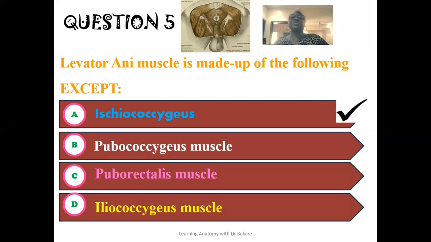And the incorrect option here is the ischiococcygeus muscle. The ischiococcygeus muscle is also referred to as the coccygeus muscle. This muscle is not seen to contribute to the structural component of the levator ani muscle, while the remaining 3 listed here, the pubococcygeus, the puborectalis, and the iliococcygeus muscle, are the 3 muscles that come together to form the levator ani muscle. So the ischiococcygeus muscle is not seen to contribute to the formation of the levator ani muscle. Hence, this is the correct option here.